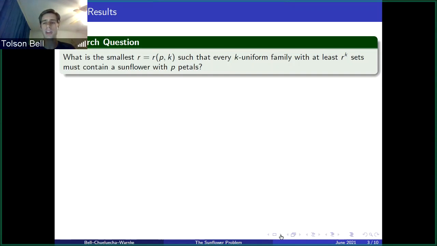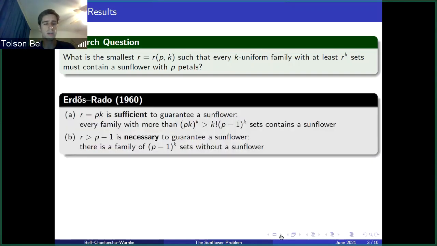The reason we say R to the K: this study was started by Erdős and Rado in 1960. They showed that if you have K factorial times P minus 1 to the K sets, then you always must have a sunflower. They also showed an example of (P minus 1) to the power of K sets that does not have a sunflower. So we have this upper and lower bound on what this R is to guarantee a sunflower. If it's about P to the K, then we might not have a sunflower. If it's about PK to the K, then we're guaranteed to have a sunflower. So we have this upper bound of PK and this lower bound of P.